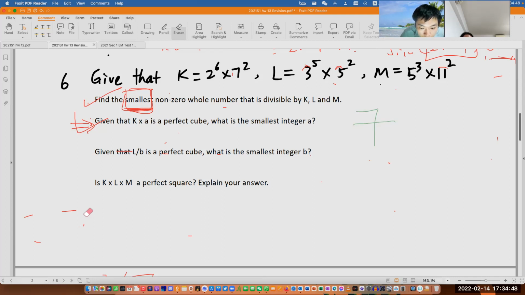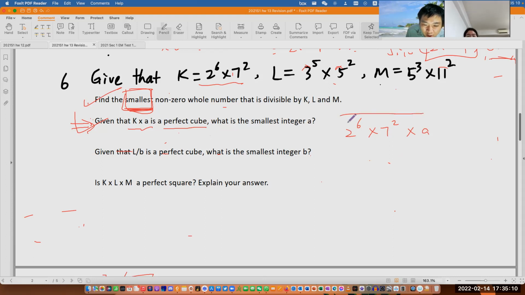So you think the smallest A is 7. You need to show your working anyway. So how do you show the working? Basically you just write this. Your K, you replace your K with 2 to the power of 6 times 7 to the power of 2. And then you need to times A. And then it says it must be a perfect cube. What does that mean? That means it can be cube rooted, right? So you just ask yourself, times means give. You want to give some numbers to this so that it can be cube rooted.